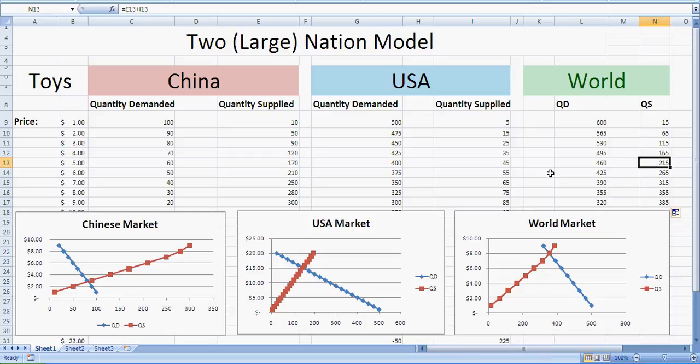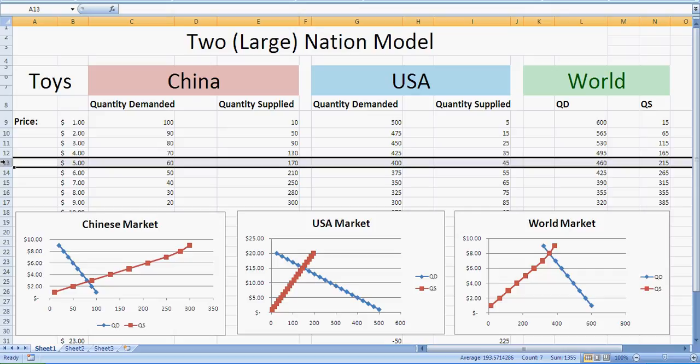So just one more way to interpret this is that if toys were to be $5, China would supply 170 and the US would supply 45. So there would be a total of 215, which is 170 plus 45 in the entire world, because there would be 170 made in China and 45 made in the USA.